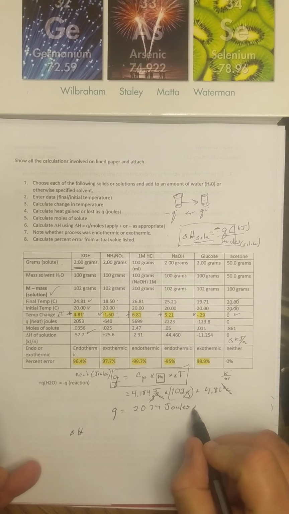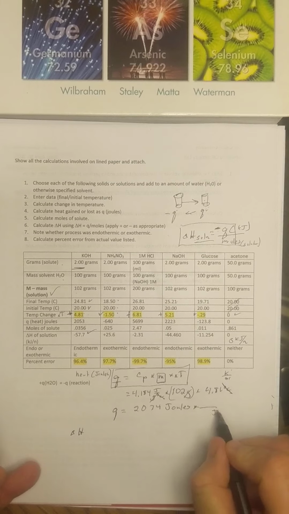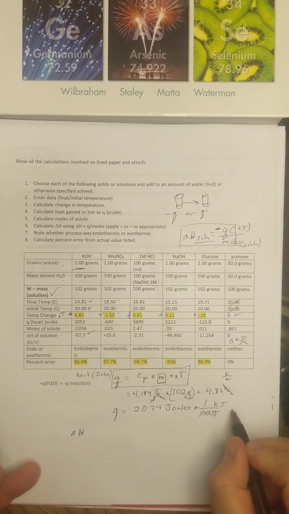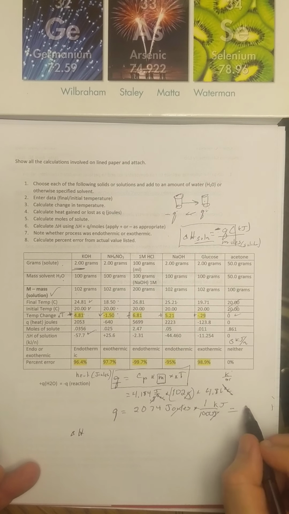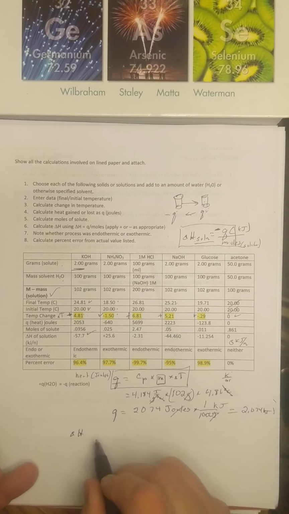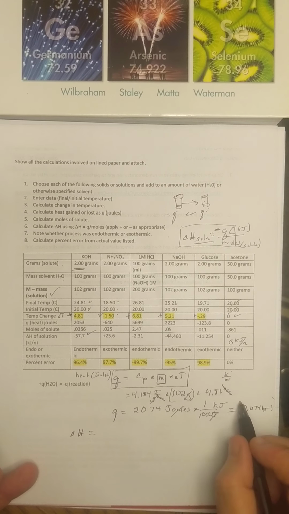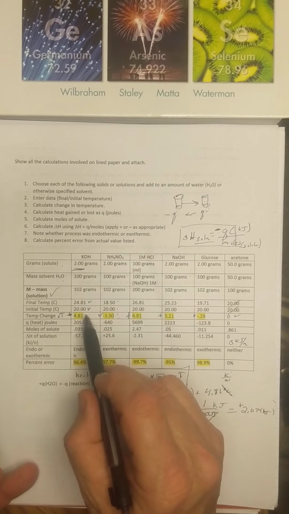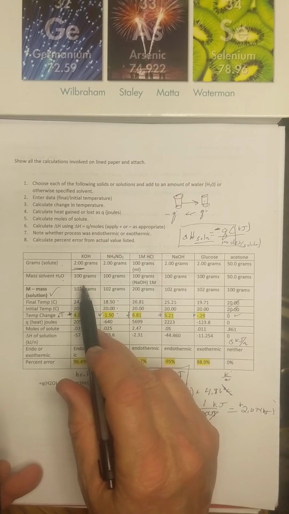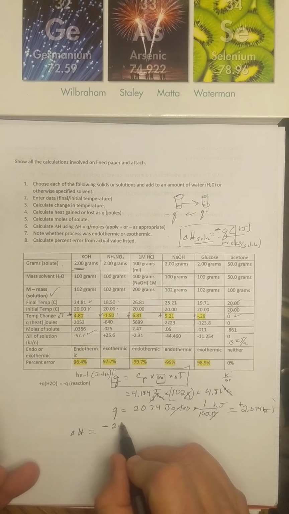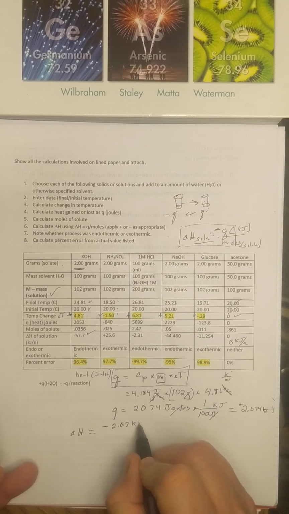The first thing I'm going to do is convert joules to kJs, dividing by 1,000, so this becomes 2.074 kJs. The delta H is going to change from a positive to a negative. This is the way I think of it: the temperature went up, so it's exothermic. So it's going to be negative 2.074 kJs.